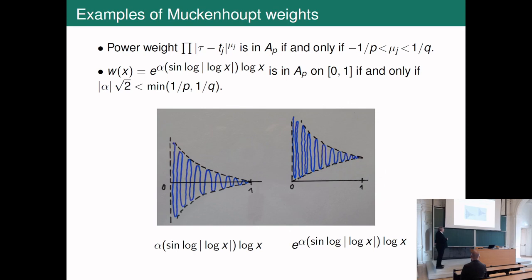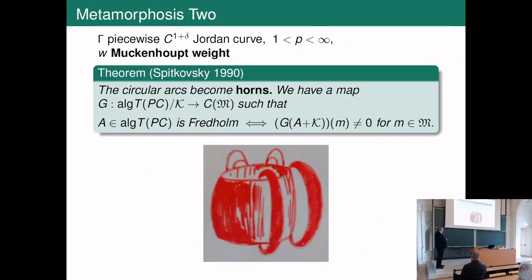And now we take the exponential of this. The oscillations remain oscillations, but if we go to minus infinity here, then the exponential goes to 0. And if we go to infinity here, the exponential goes to infinity. This, you see, is a Muckenhoupt weight. And the interesting thing is that we multiply it by alpha. This alpha cannot be too large. Alpha times the square root of 2 must be less than this. If alpha is too large, then this is no longer a Muckenhoupt weight. But if alpha is small, it is a Muckenhoupt weight. These are very subtle things.